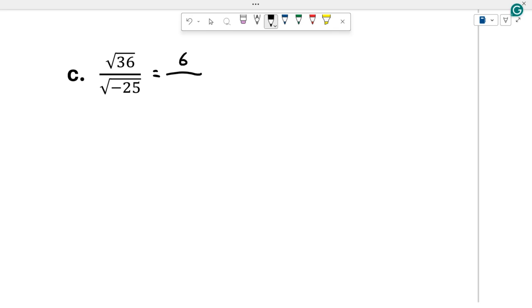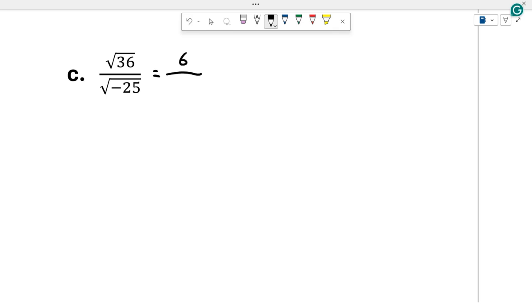And then for the denominator, I've got the square root of negative 25. Now, in an earlier problem, 11D, I took the long way and showed you how this simplifies. I'm not going to do that again. I'm just going to take the quicker route.